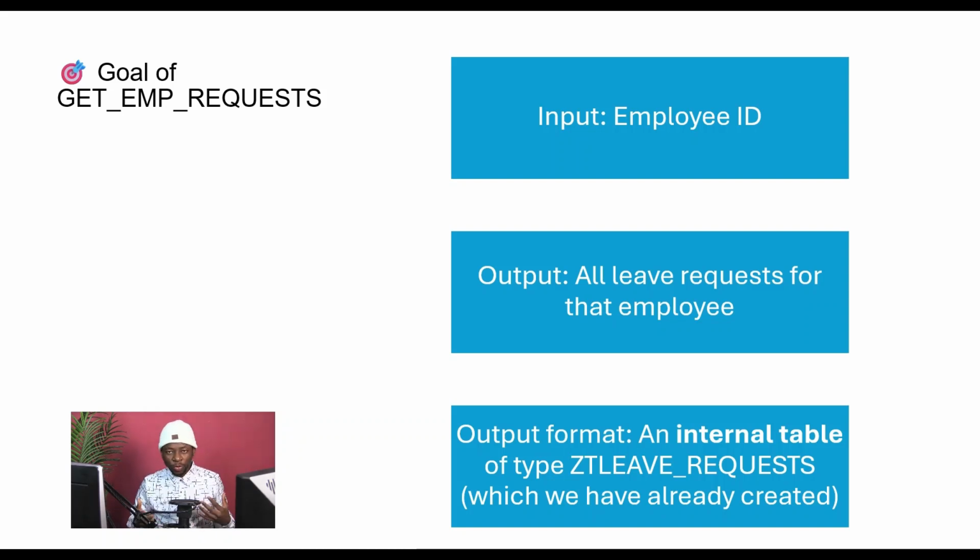Now, the output format is going to be an internal table, okay, of type ZT leave request. Since we want to output a table, the output format is going to be an internal table. So you can create an internal table using SE11. This I've already done. Okay, so now let's proceed.